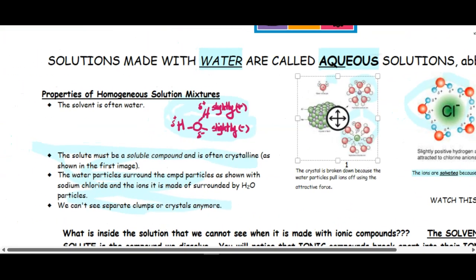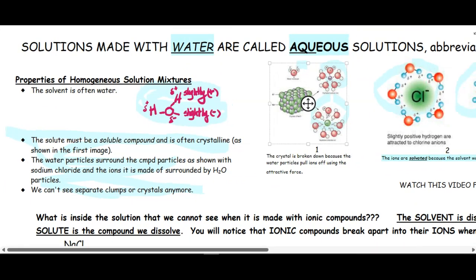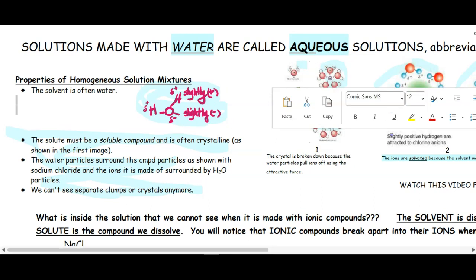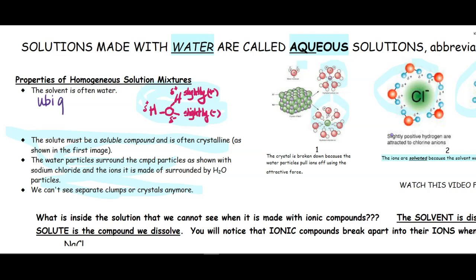So let's look at the properties of homogeneous solution mixtures. The solvent is most often water because water is ubiquitous. Ubiquitous means everywhere, whether it's salt water, lake water, river water, or tap water. These are all solutions because things are dissolved in them. So the solvent is often water in the natural world. It's almost always water when we cook as well, with the exception of sometimes we use oil.